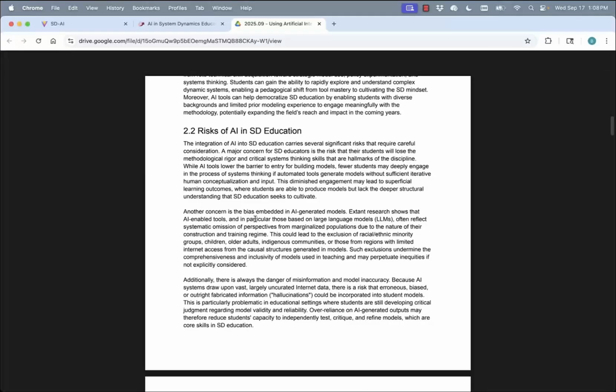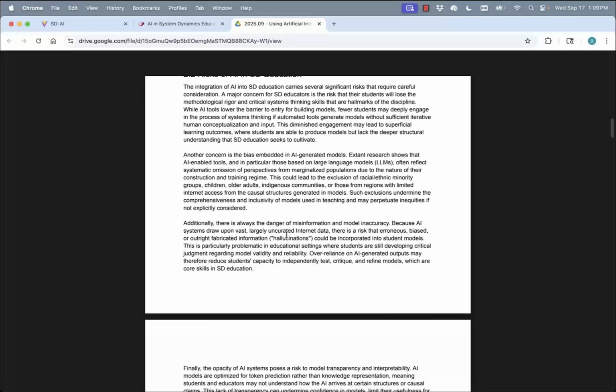Research essentially shows that tools based on large language models often reflect a systematic omission of perspectives for marginalized populations due to the way that they're constructed and trained. So you want to be real careful that you are not cutting off certain perspectives by making use of these tools. The work of community-based system dynamics is as relevant, if not even more relevant than it's ever been before, in an era where information is becoming more and more homogenized. Likewise, there's always the danger of misinformation and model inaccuracy.